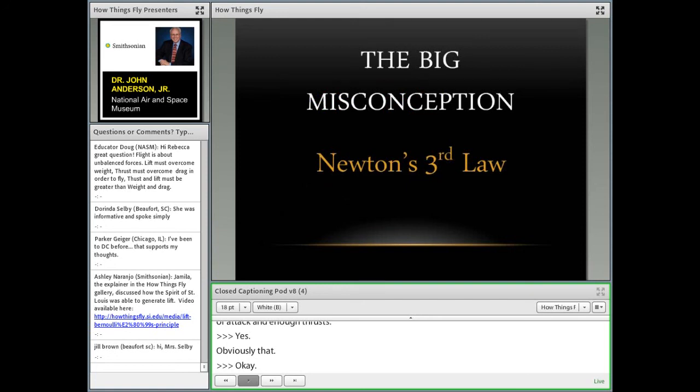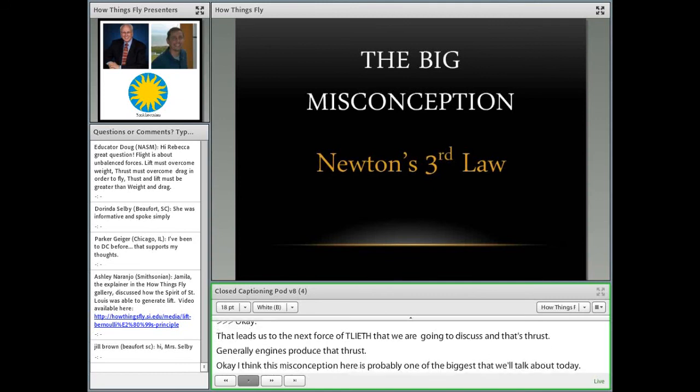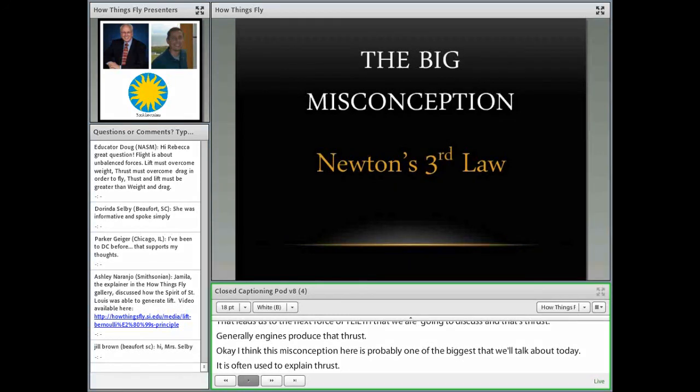Okay, Dr. Anderson, I think this misconception here is probably one of the biggest that we'll talk about today. And it's often used to explain thrust. In fact, you can find this explanation in quite a few textbooks and all over the internet. But can you use Newton's third law to explain the cause of thrust?